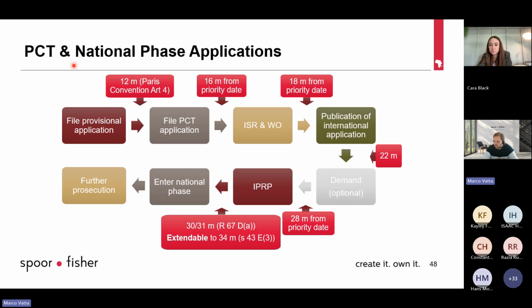So what would ordinarily happen where examination takes place in the national phase, so in the respective countries, because it undergoes examination, any of those discrepancies or idiosyncrasies between another country's laws and that national law will be raised by the examiner. And then the applicant would have to remedy those in order to obtain grant.